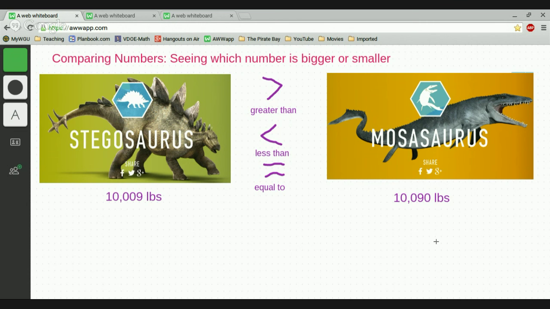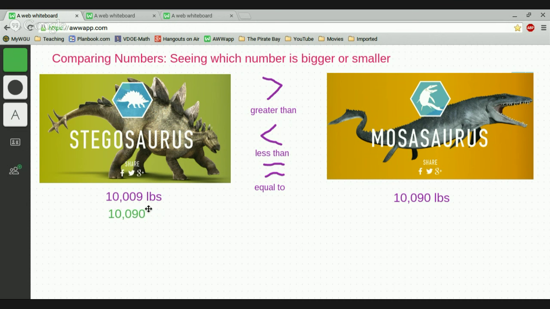Now I want to see which one weighs more. So the way that I'm going to do it, it's kind of hard to look at it going side to side. So I'm going to do something that I'm going to call the top to bottom method. And so I take the Mosasaurus's weight, and I'm going to retype it. In your case, you'll rewrite it right underneath the Stegosaurus's. Now, so it's 10,090.